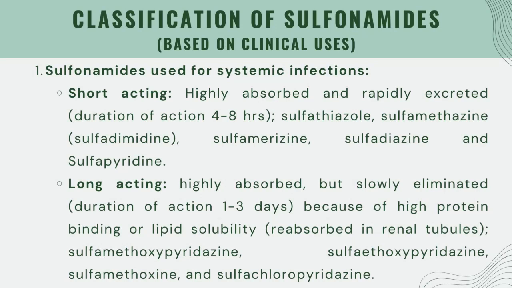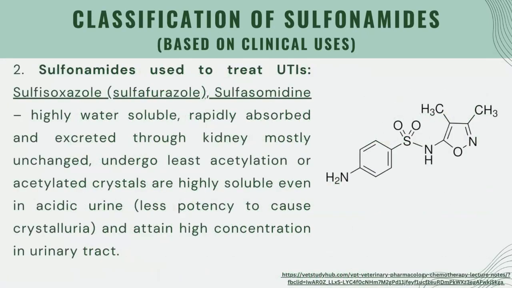The long-acting are highly absorbed but slowly eliminated because of high protein binding or lipid solubility. These are the sulfamethoxypyridazine, sulfaethoxypyridazine, sulfamethoxine, and sulfachloropyridazine. Sulfonamides used to treat UTIs. These are sulfisoxazole, sulfafurazole, and sulfasomidine. These are highly water-soluble, rapidly absorbed and excreted through kidney, mostly unchanged, undergo least acetylation or acetylated crystals, are highly soluble even in acidic urine, with less potency to cause crystalluria, and attain high concentration in urinary tract.